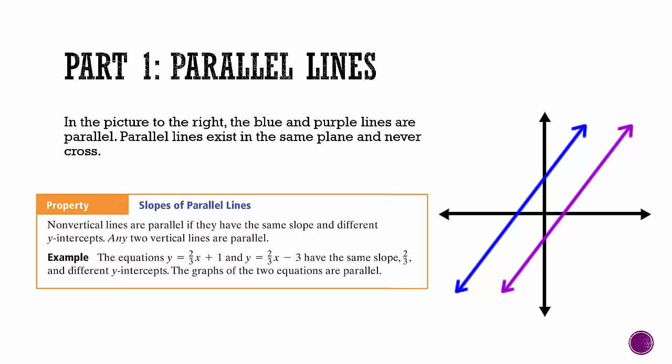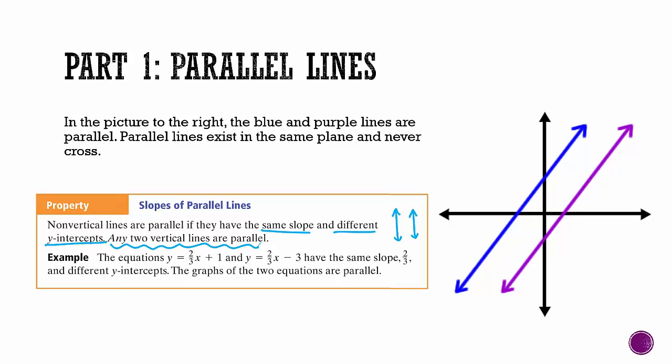Remember that lines go on forever and ever, so the fact that they never cross means they have something special with them. Non-vertical lines are parallel if they have the same slope and different y-intercepts. So this right here tells us what we need to know. They need to have the same slope and different y-intercepts. And then they have to say this thing here, any two vertical lines are parallel, because remember, vertical lines have an undefined slope. They don't have a slope. So anytime you have two vertical lines, they have to be parallel as well.